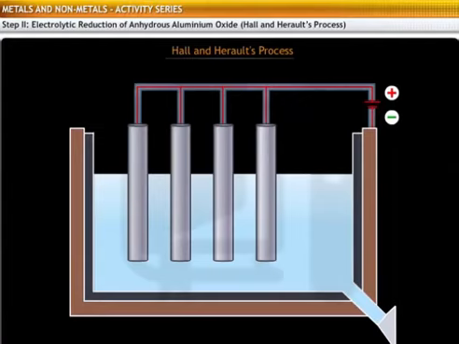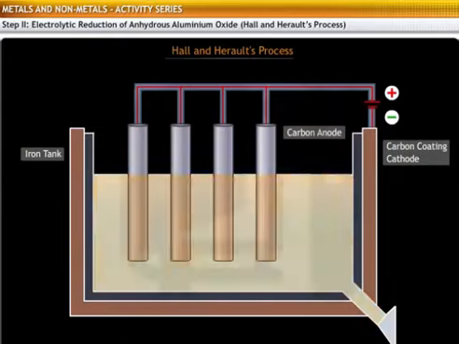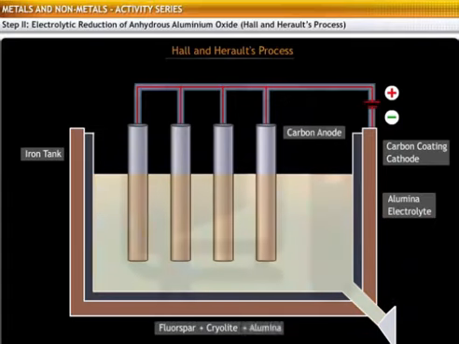an iron tank lined on the inside with carbon, which acts as the cathode, a series of carbon rods that act as the anode, alumina Al2O3 as the electrolyte. Fluorspar and cryolite are mixed with the electrolyte to increase its electrical conductivity and decrease the fusion temperature.